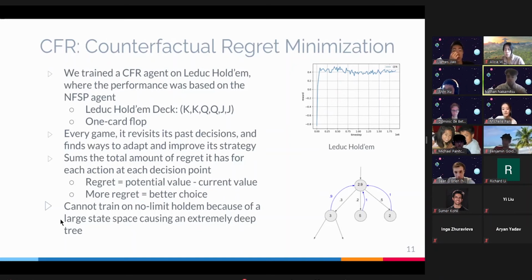And as a result, this has a much smaller state space, which was helpful when we tried creating our first CFR model.